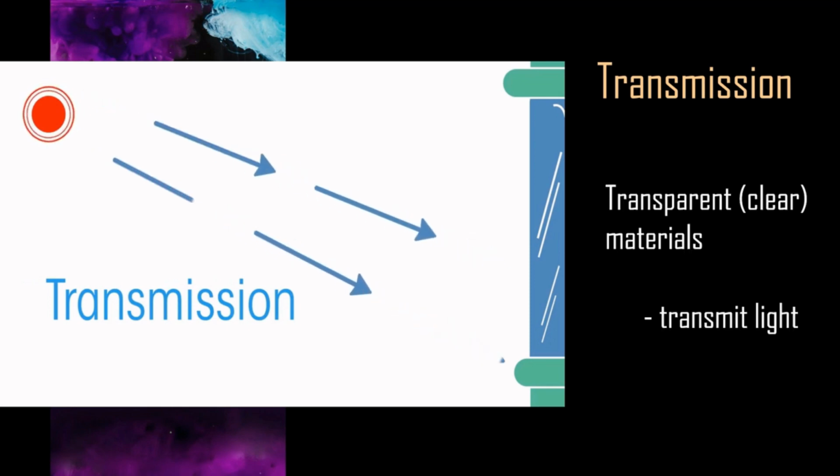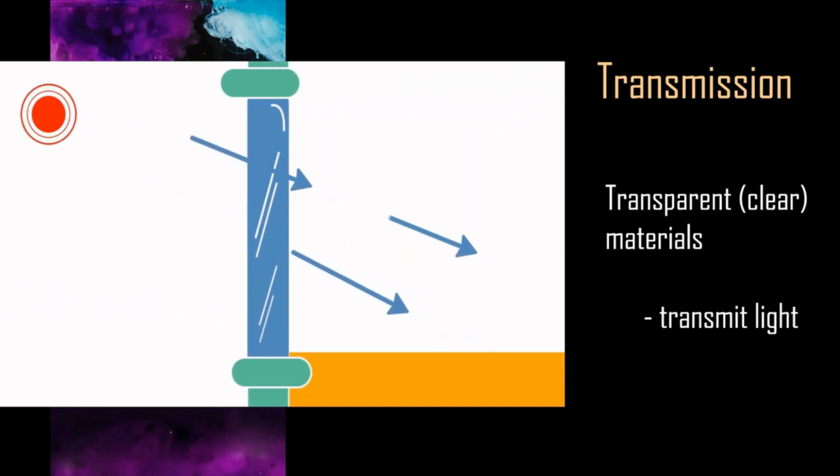Transmission is when waves keep traveling in the same direction through an object, like light through a window.